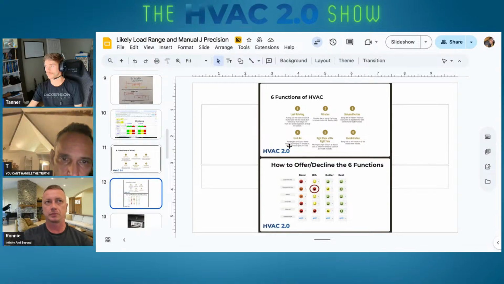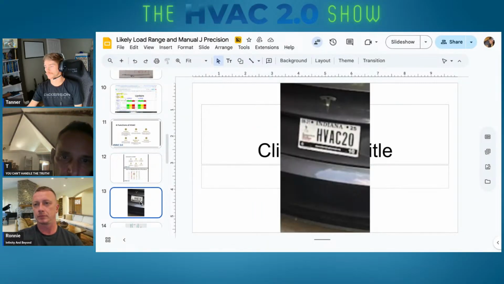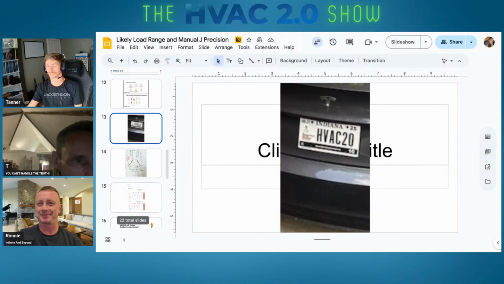So these end up being represented as smiley faces here, and they can choose whether they want no smiley faces or all smiley faces or something in between. I saved this for Ronnie. That's his license plate.